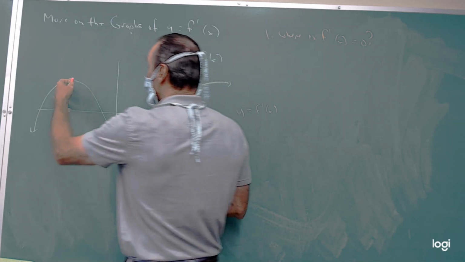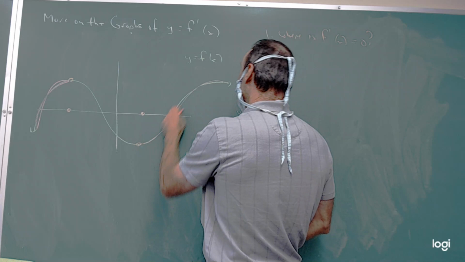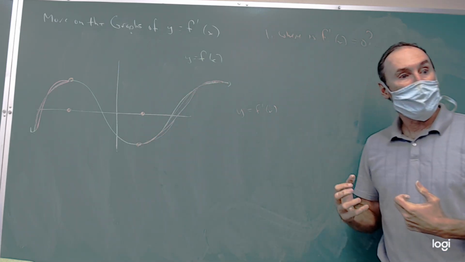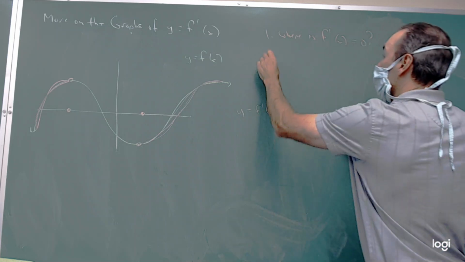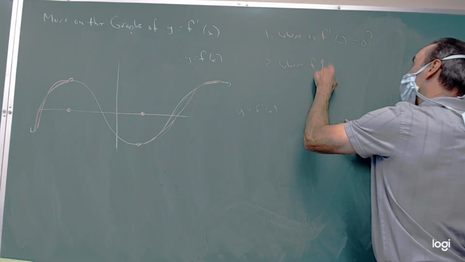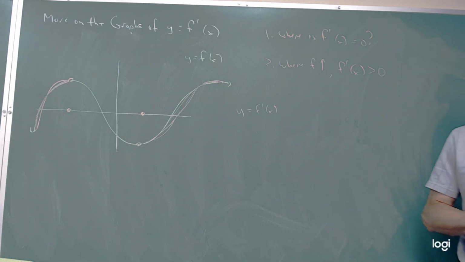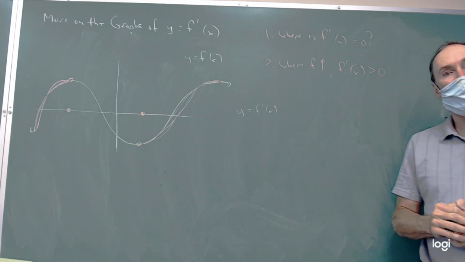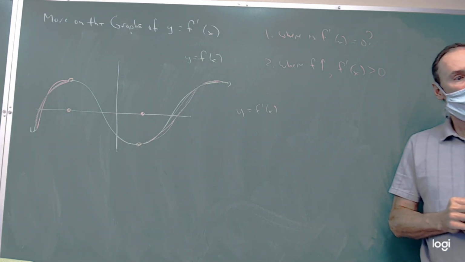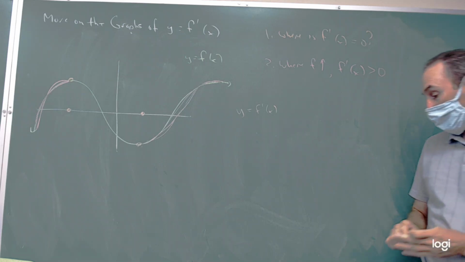Then you'll pick a different color and you'll say, where is the function increasing? So you'll look over here and say, well, it's increasing when it's rising from left to right. And so you'll do something like this. And then you'll go over to the graph of the derivative, and where f is increasing, f prime of x is going to be positive. So you mark up that part of the derivative graph that's above the x-axis. Does that make sense?